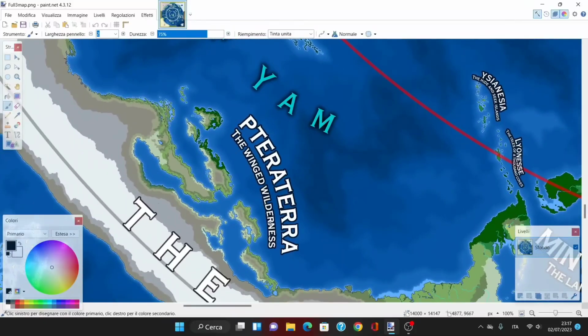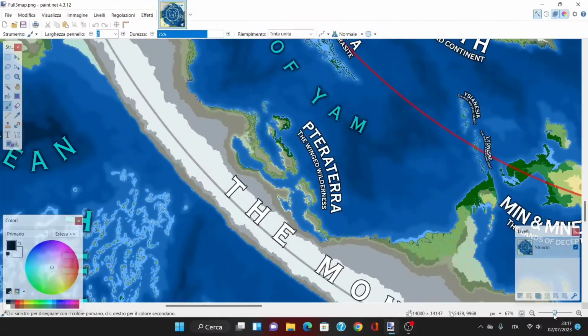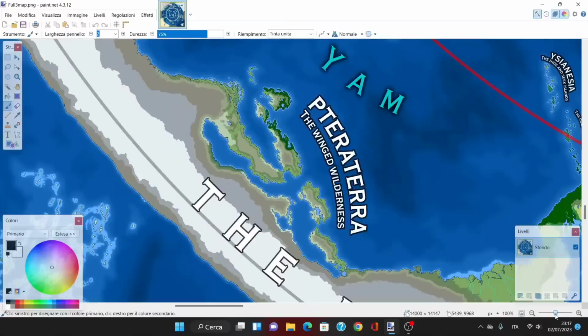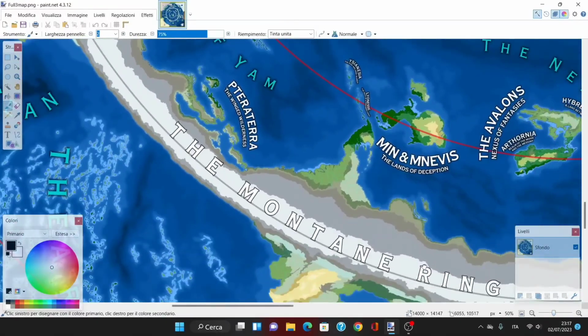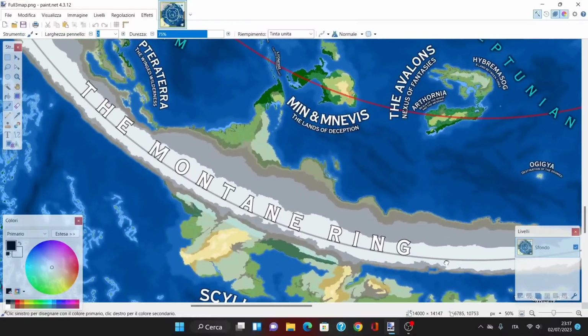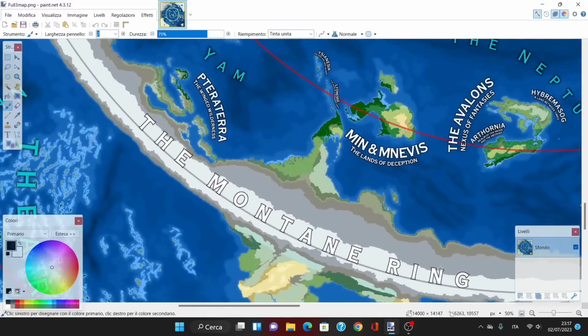And Ptera Terra was in fact originally in the map we focused on last time basically kind of an island chain or something like that, but as we can see here, it is part of the second ice walls, which by the way are called the Montane Ring. I'm not really sure how to pronounce this, honestly.